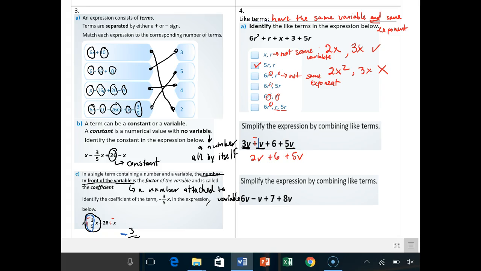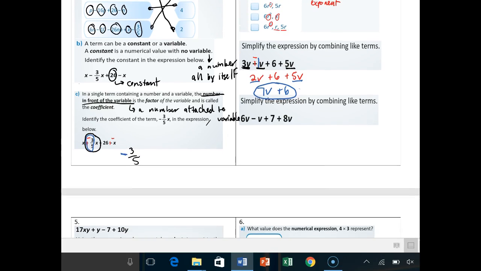And do I have like terms still? Yeah, I do. I have 2v and 5v. 2v plus 5v is 7v plus 6. That would be your answer. There's nothing to solve. There's not going to be any final answer. I can't add 7v and 6 because those are not like terms. This has got a v, and that does not have a v. So it wouldn't be 13v. This is your final answer. An expression will be your final answer.